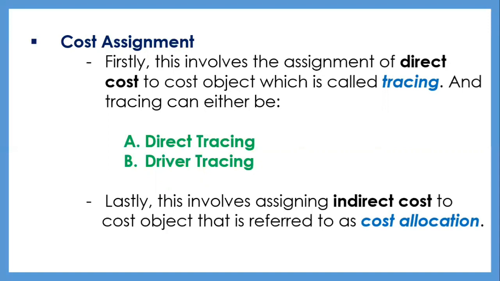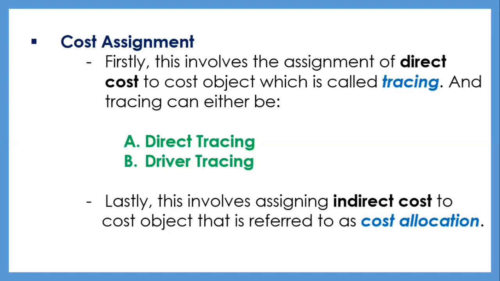If we say direct tracing, it is the process of identifying and assigning costs to a cost object that can be specifically or physically associated with the cost object. It can be accomplished by physical observation. For example, direct materials and direct labor are used to make a product, right? Both are physically observable, and therefore, the cost of direct materials and direct labor can be directly charged to the product. It can be directly traced to the product.